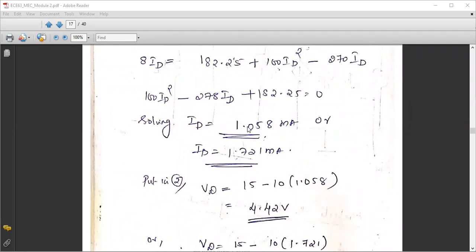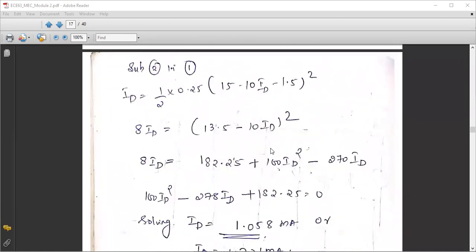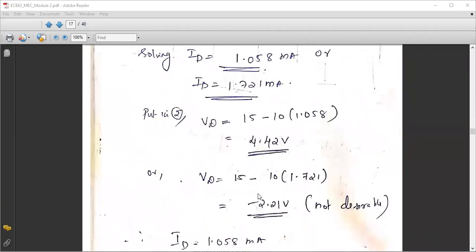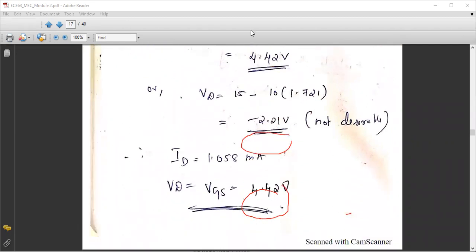I have to finalize one current out of these two. So I go back and find the value of VD as per equation number 2. We got two answers for VD as well, and from our conclusion, we take the high positive value. This is the most apt one, whereas a negative drain voltage will not be considered. Why? Because this is equivalent to your gate voltage, and being an N MOSFET, we will not consider a negative gate voltage for the saturation condition. So that will be considered as your gate voltage as well. That is, VD is equal to VGS is equal to 4.42 volt and ID is equal to 1.058 milliampere.